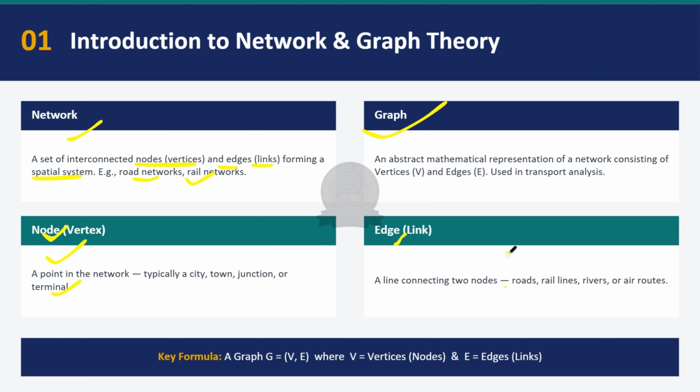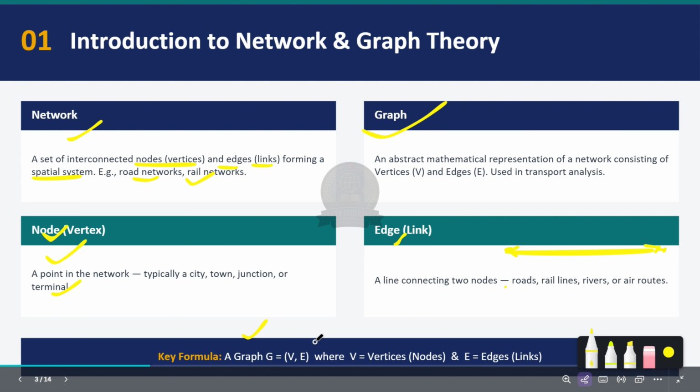Suppose this is a point, this is a node, and this is a node. The line between these two nodes, connecting these two nodes, is known as an edge or link. Key formula: a graph G is equal to (V, E), where V is vertices, that means nodes, and E is edges, that is links.